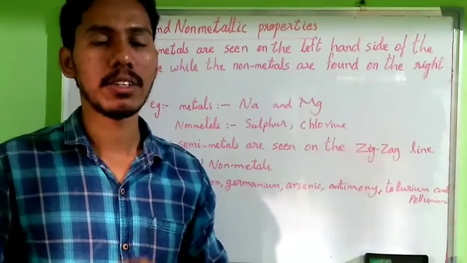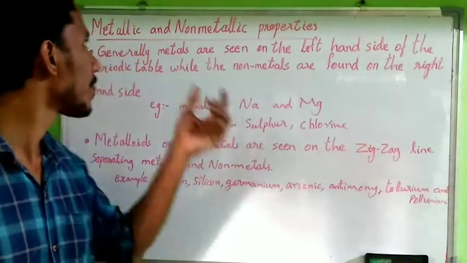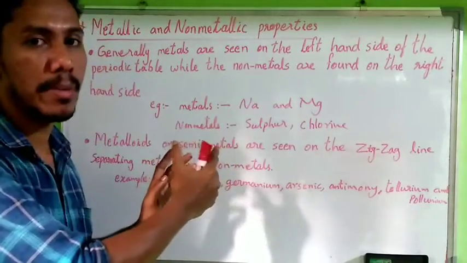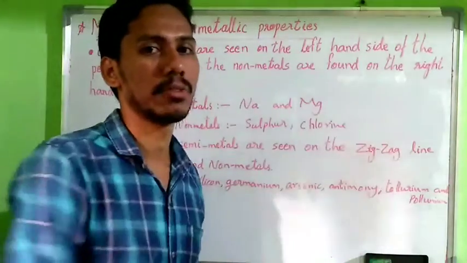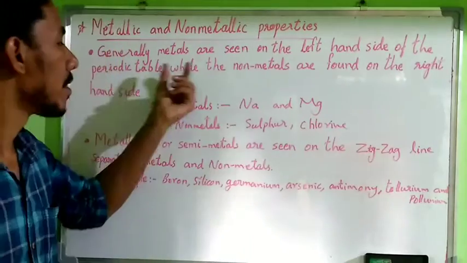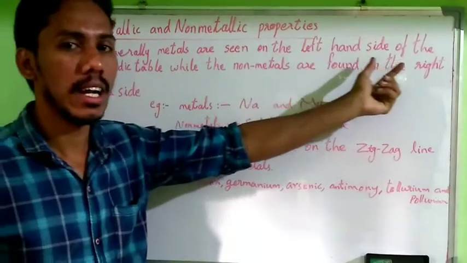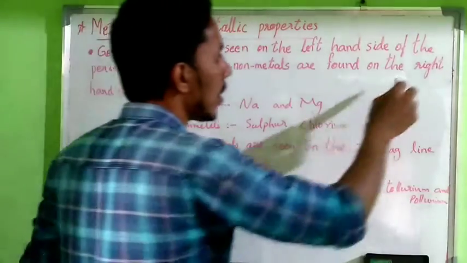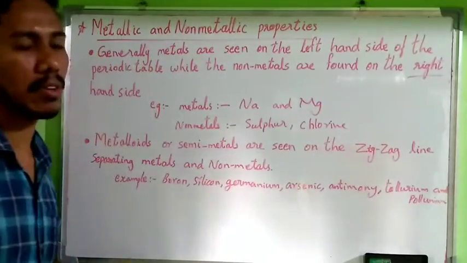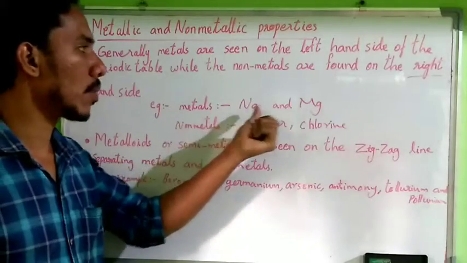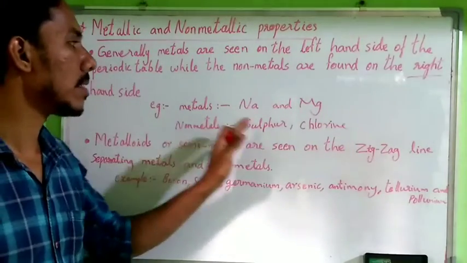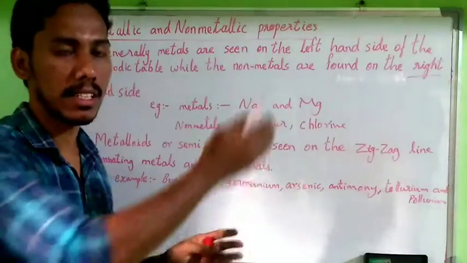Then metallic and non-metallic property. Generally, metals are seen on the left side of the periodic table while the non-metals are found on the right side of the periodic table. For example, metals like sodium and magnesium are seen on the left side. But non-metals like sulfur, chlorine, etc., are seen on the right side.